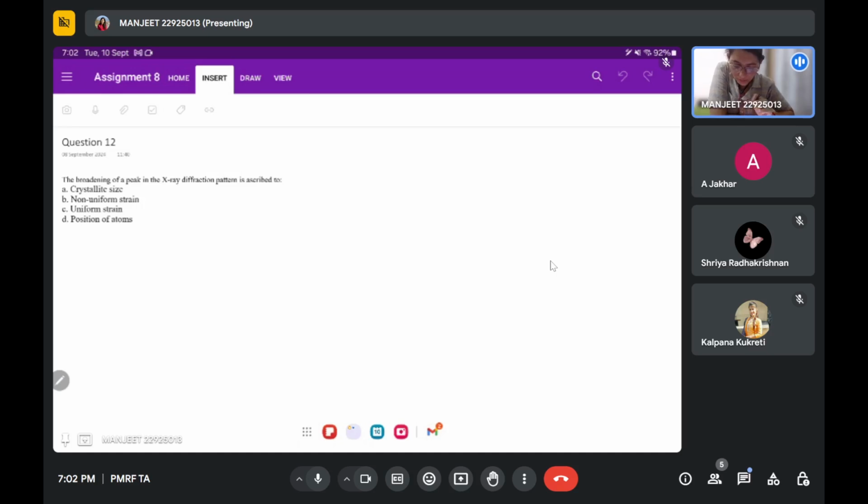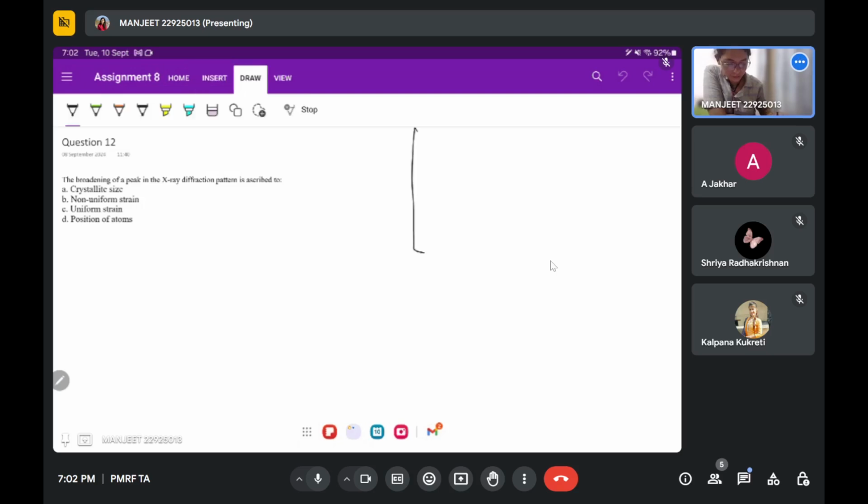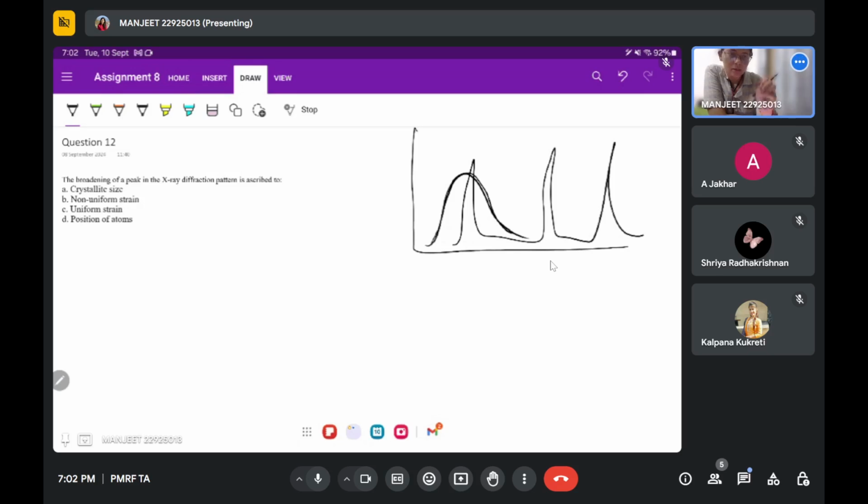In the next question: the broadening of a peak in the X-ray diffraction pattern is ascribed to. If this is the XRD pattern, this broadening is happening. My peak gets broadened, the FWHM has increased. That's why we call it broadening. This is because of the crystallite size, non-uniform strain, and the position of the atoms also. Which of the following are correct?